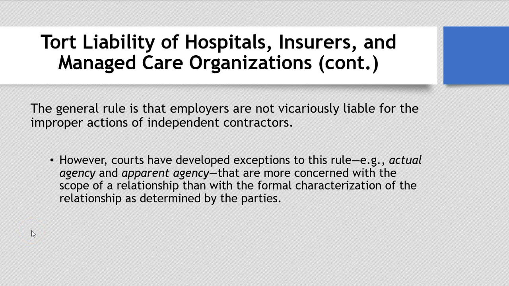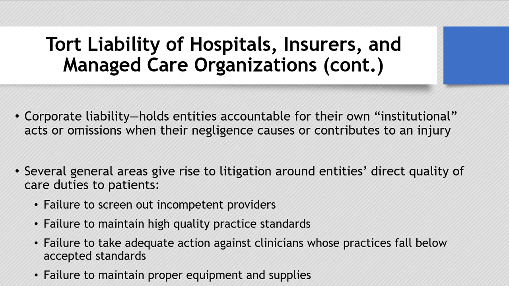Then in the next slide here, we have the general rule that employers are not vicariously liable for the improper actions of independent contractors. However, courts have developed exceptions to this rule, which include actual agency and apparent agency. So it's more concerned with the scope of a relationship than the formal characterization of the relationship as determined by the parties.